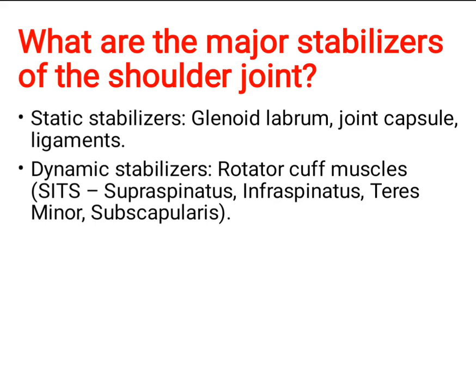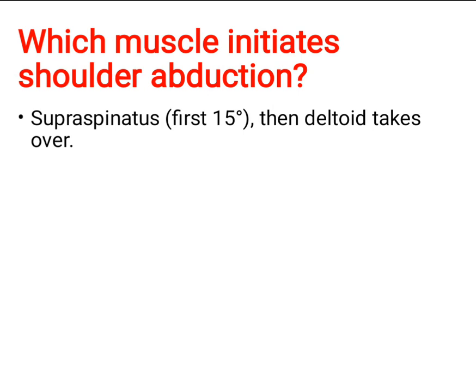3. What are the major stabilizers of the shoulder joint? Static stabilizers: glenoid labrum, joint capsule, ligaments. Dynamic stabilizers: rotator cuff muscles, which include supraspinatus, infraspinatus, teres minor, subscapularis. 4. Which ligament is most important for preventing anterior dislocation? Inferior glenohumeral ligament. 5. Which muscle initiates shoulder abduction? Supraspinatus for first 15 degrees, then deltoid takes over.